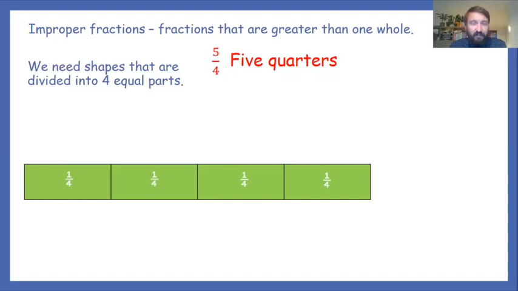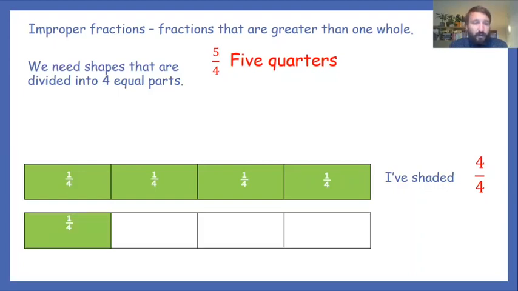And you can see these are all quarters because we've divided it into 4 parts. I've shaded, let's just say I've shaded green, the shape. I've shaded 4/4, so I've shaded 1 whole there. So I've shaded 4 quarters, and then we need to move down to see that there is 1 additional quarter because we're after 5 quarters. I can obviously only shade 4 quarters in that shape, so therefore the additional shape is needed, and I need to shade 1/4 of that shape.